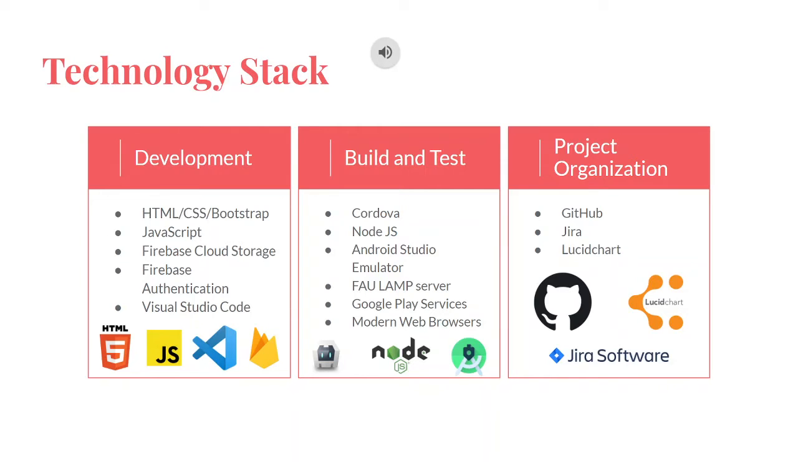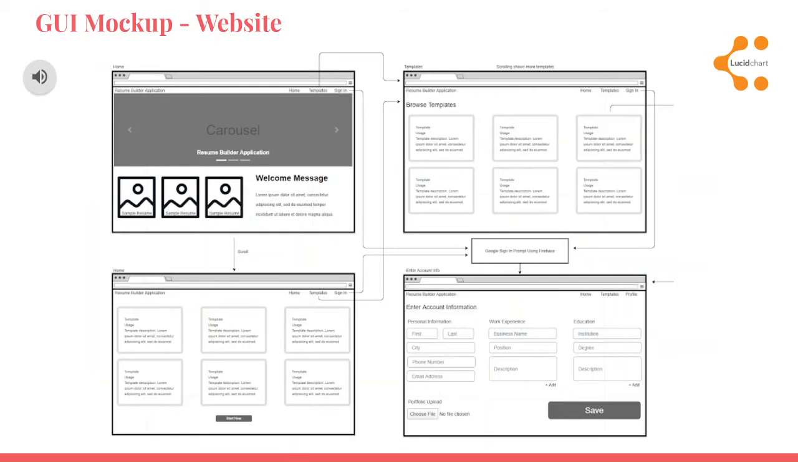Next, we have build and test. This includes all the elements needed to run the application. It consists of the mobile application development framework Cordova, Node.js as the runtime JavaScript environment, Android Studio for mobile device emulator testing, the FAU LAMP server for website hosting, Google Play services for mobile publishing, and modern web browsers including Chrome, Firefox, and Edge. Lastly, in the project organization category, we have GitHub for version control of the software, Jira for Scrum board management, and Lucidchart for the UML diagrams.